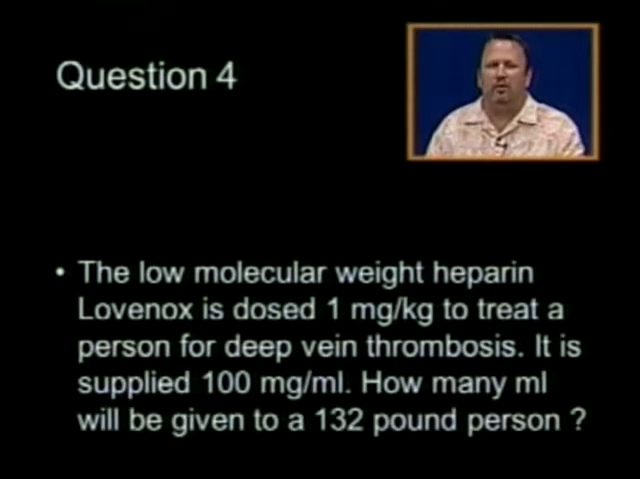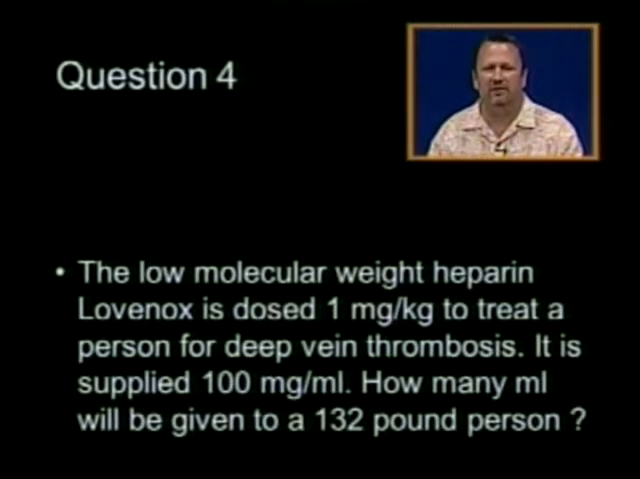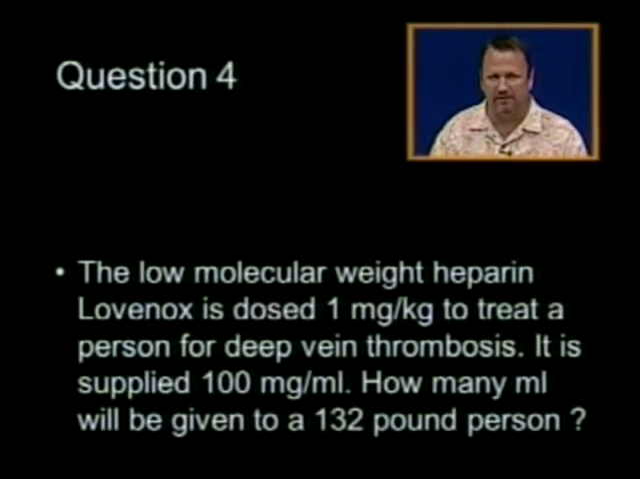Low molecular weight heparin is called Lovenox. It's dosed 1 milligram per kilogram to treat a person for deep vein thrombosis. Deep vein thrombosis means there's a blood clot in the deep veins, most likely their legs, and we're worried that those blood clots can break loose and go to the lungs and cause pulmonary embolism.